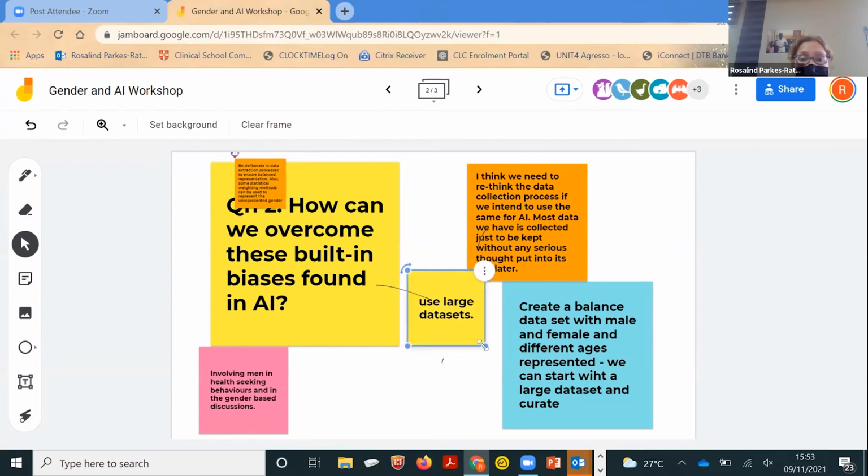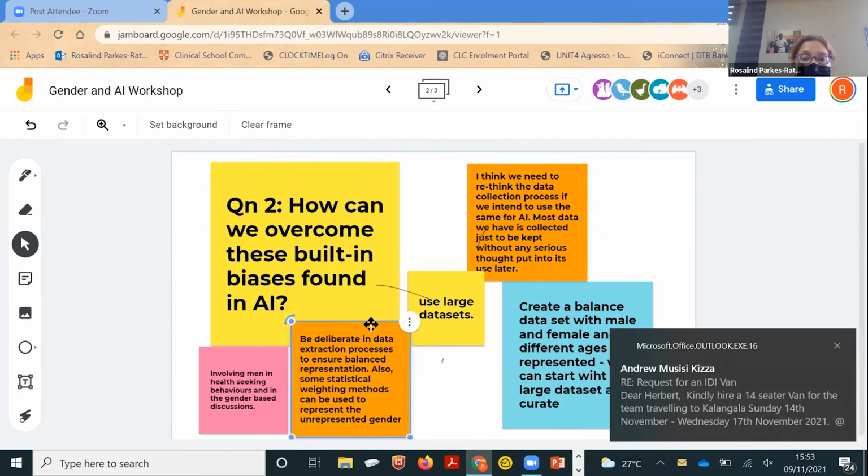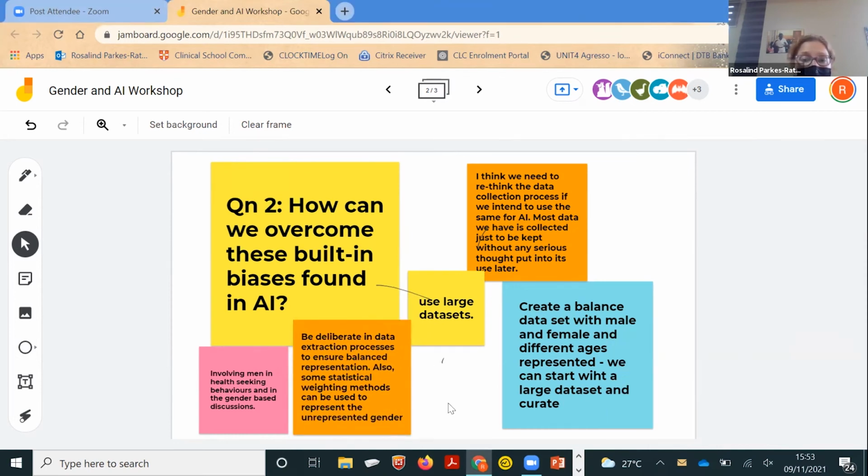And then there is a comment here: using large data sets. Yeah, obviously the larger the data set, the more different people we have in the data sets. We've got here, be deliberate in data extracting processes to ensure balanced representation. Also, some statistical weighting methods can be used to represent the unrepresented gender.